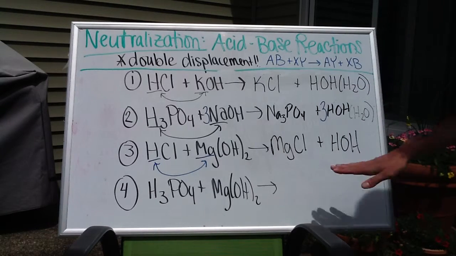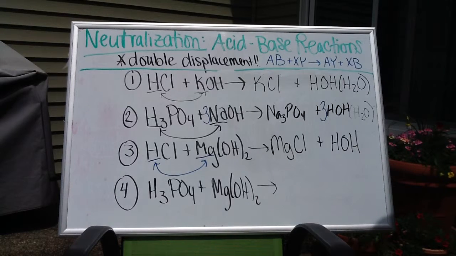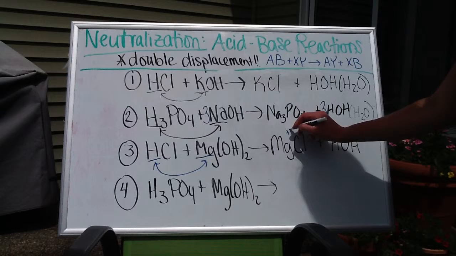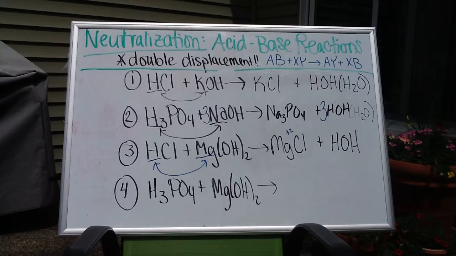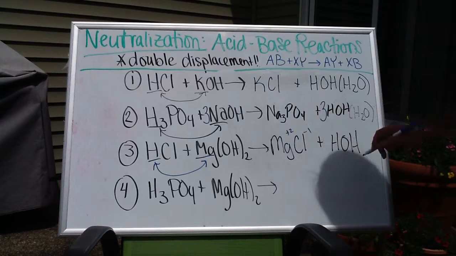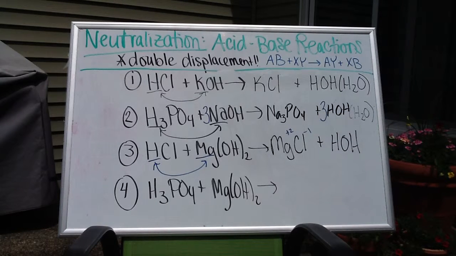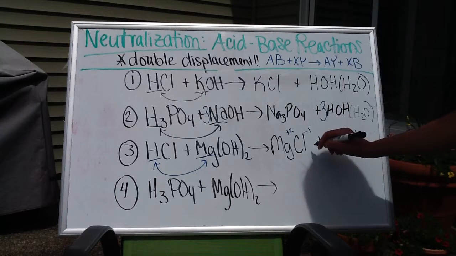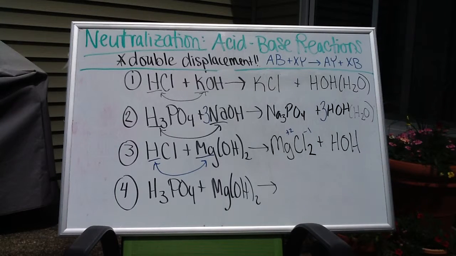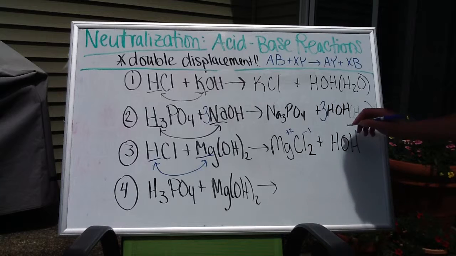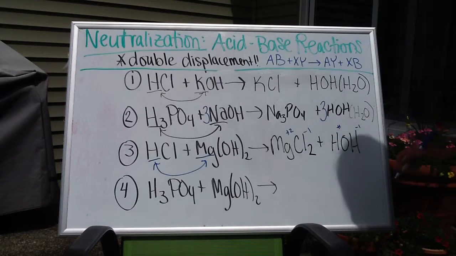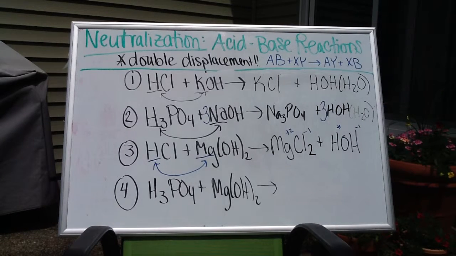And whenever I'm writing the formulas over here, I have to think about charge. Magnesium is in the second column, so it's a +2 charge. Chlorine is way over there on the right, 1 away from the noble gases, so it's a -1 charge. So when magnesium and chlorine come together, they're going to form MgCl2. And again, H and OH: H is +1, OH is -1, so it's just going to be HOH.